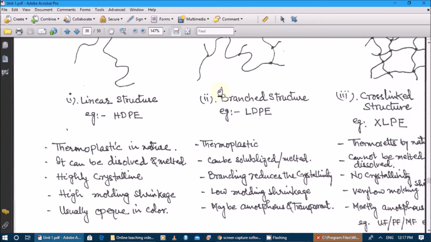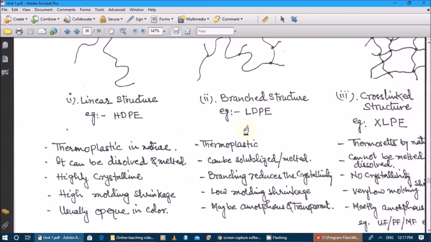For example, linear polymers are thermoplastic in nature and they can be dissolved and melted. They are highly crystalline because they can pack into a close space, and high molding shrinkage is possible in case of linear structure. That means when they are molded, there will be some reduction in their dimension, they will shrink, and they are usually opaque, not transparent, because of high crystallinity.